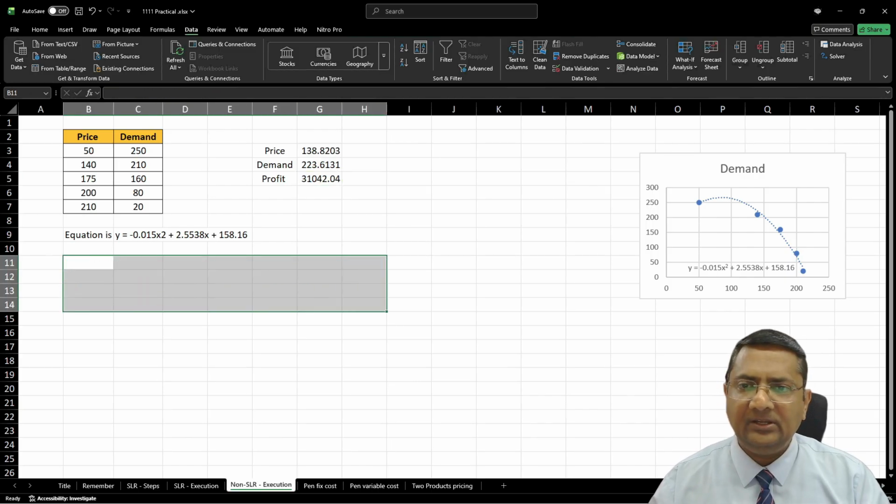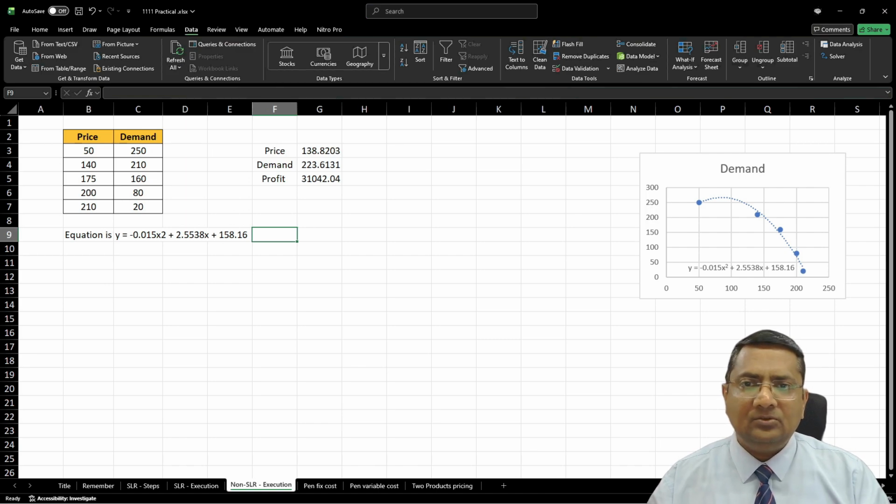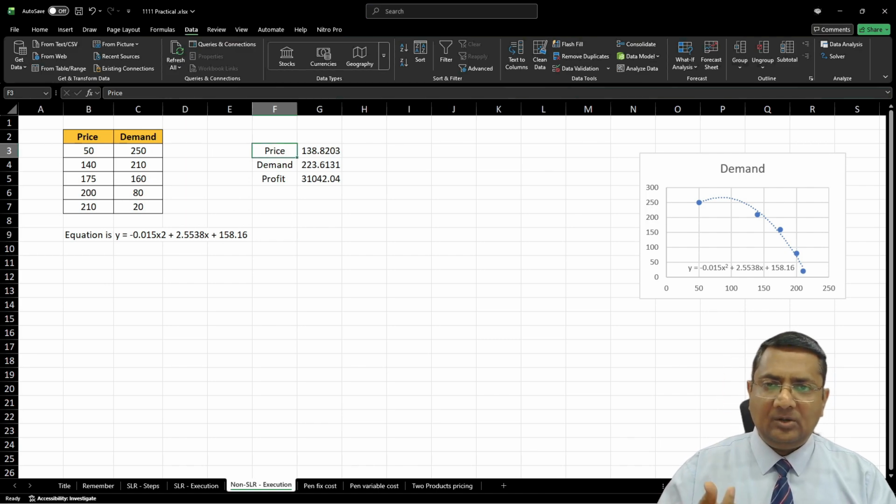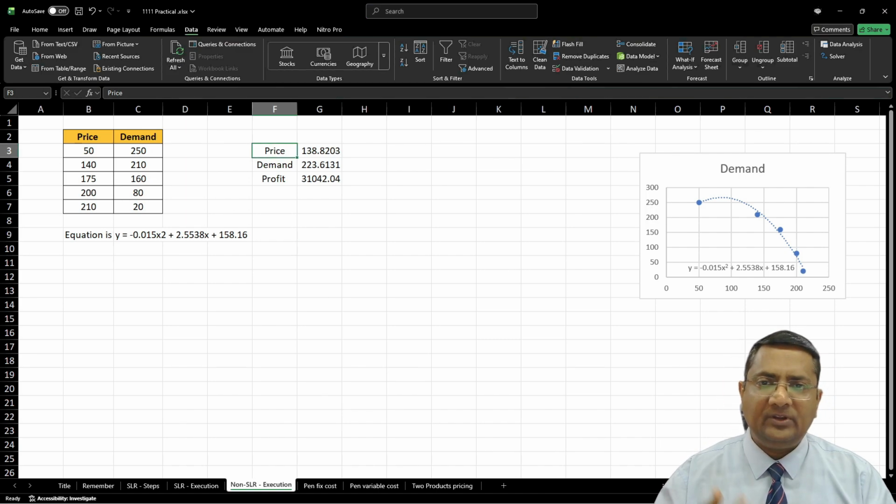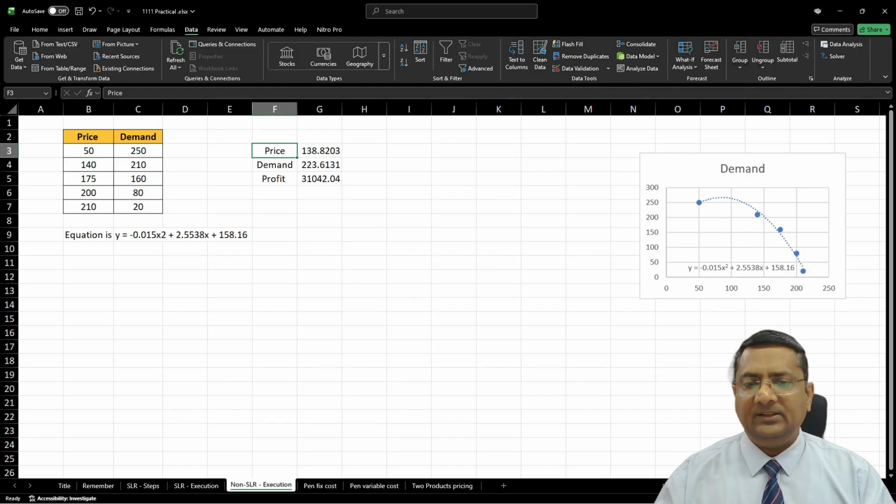I am just deleting it. Okay, so this is the price. The optimum price for getting maximum profit is 138.8203. Now moving to another example.